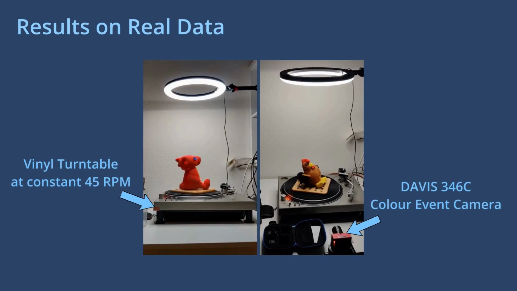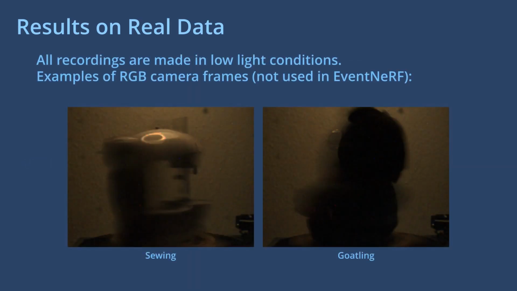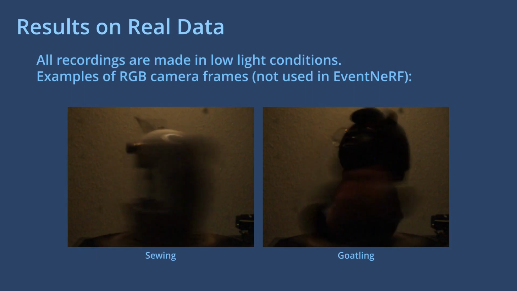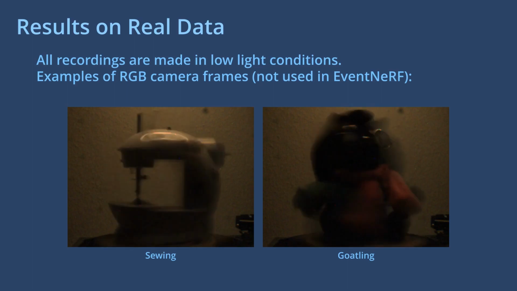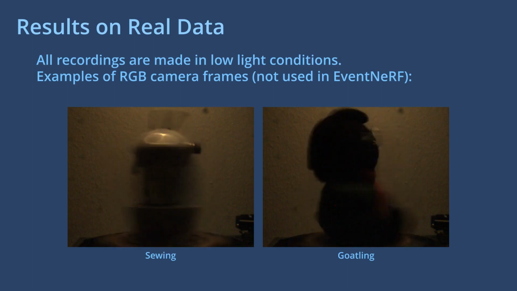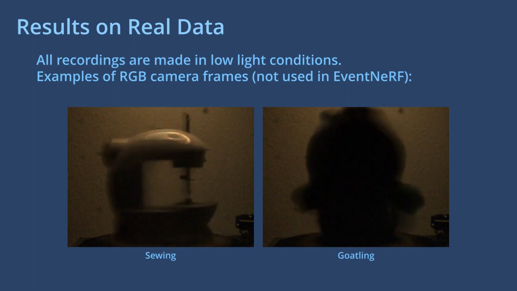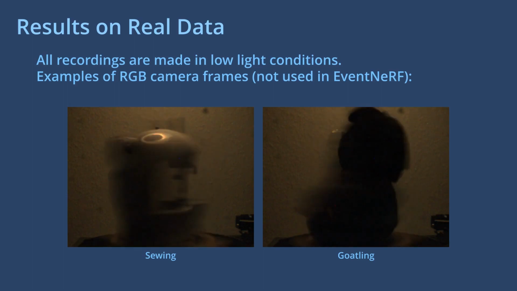We placed the object on a vinyl turntable, rotating at constant speed, and recorded the rotating object with our event camera. Please note that the resolution of our event camera is only 346 by 260 pixels, so the predictions here are greatly upscaled. All our real sequences were recorded under low lighting conditions using only a 5-watt USB light. Here, we show the original simultaneous RGB frames of the event camera. For clarity, we tone map these frames when they are used in the rest of the video. Note that EventNeRF does not use this data and only uses the events.